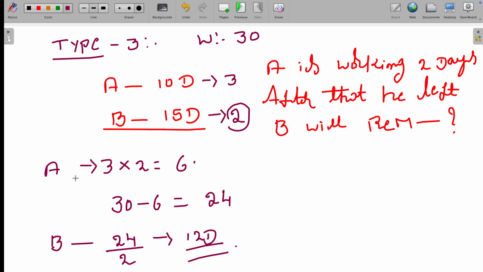See, A completed 6 parts of work total in 2 days. Out of 30, 6 parts A completed, means remaining work will be 24. This 24 I will give to B. B can do every day 2 parts of work only. Then if I give 24 parts of work, B will take how many days? 12 days.